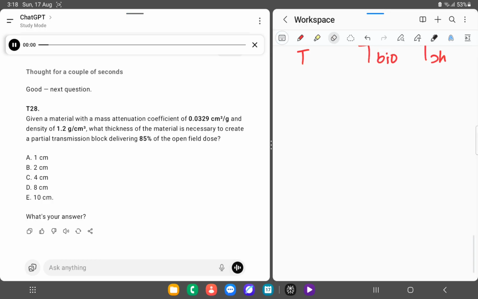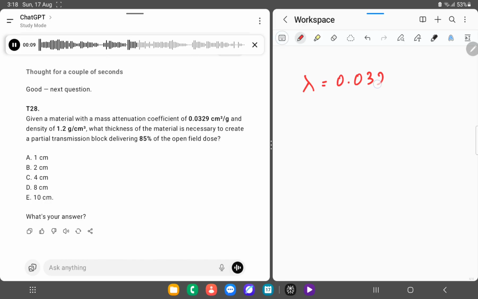Good. Next question. T28. Given a material with a mass attenuation coefficient of 0.0329 centimeters squared per gram and density of 1.2 grams per cubic centimeter, what thickness of the material is necessary to create a partial transmission block delivering 85% of the open field dose? A, 1 centimeter. B, 2 centimeters. C, 4 centimeters. D, 8 centimeters. E, 10 centimeters.